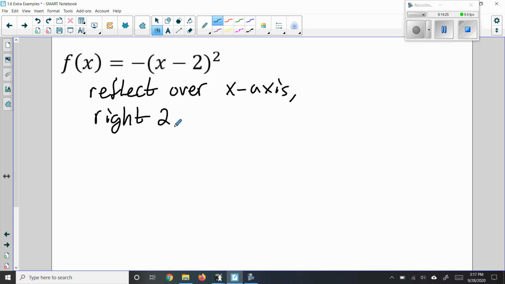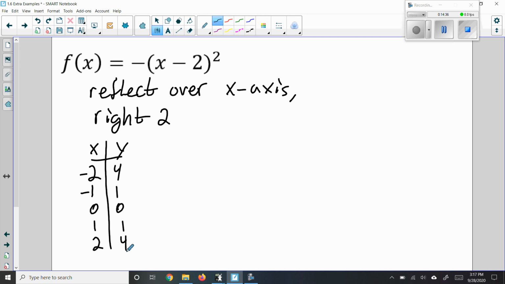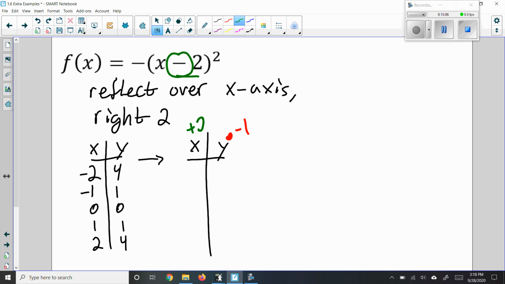So since this is a quadratic, the table we're going to use is negative 2, negative 1, 0, 1, 2. And we'll square all of these to get 4, 1, 0, 1, 4. Now let's make our transformation. This minus on the outside, that's a reflection over the x-axis. That changes the y values. So we're going to multiply the y values by negative 1. The right 2 is on the inside, so it's opposite, which means we are going to add 2 to all of the x values.